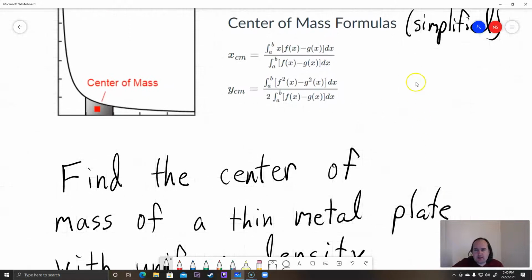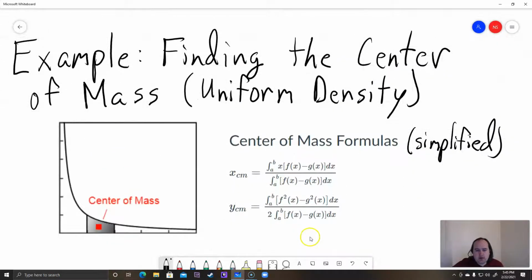Alright, so how do we do this? Well, if you're doing the discussion board, I write out the steps, but I figured it was good for me to make a video as well. So you're going to be using these simplified center of mass formulas. In order to use these, you've got your x center of mass and your y center of mass. Now looking at these formulas, we're going to need an f of x and also a g of x. Okay, and f of x is going to be the function that's up higher on the graph, and then g of x is going to be the lower function.